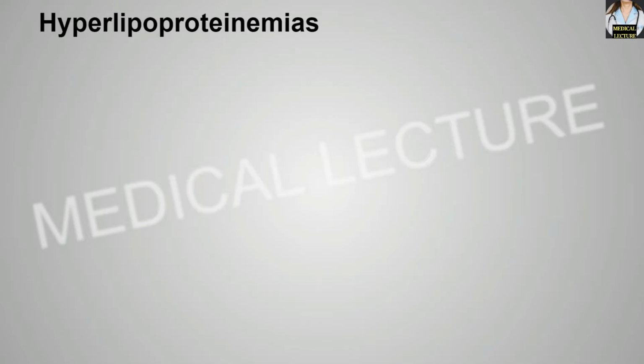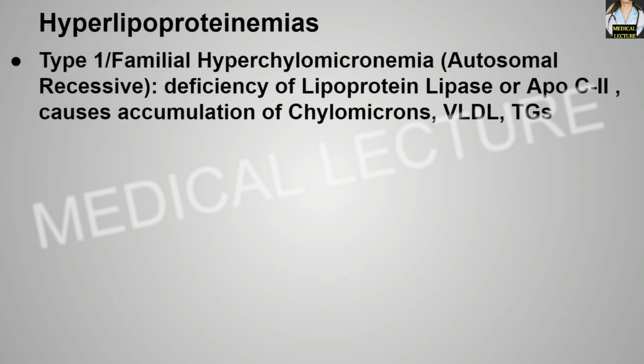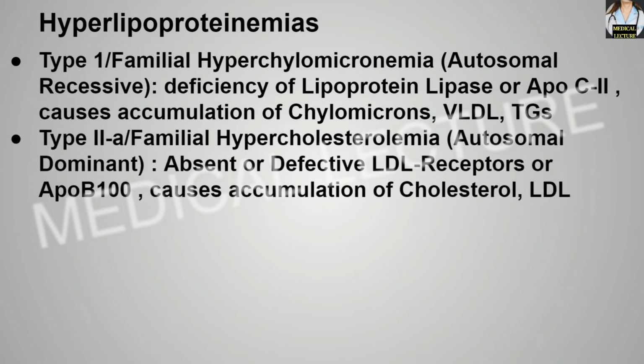Now next are the hyperlipoproteinemias, which is again a very frequently asked question. First of all, type 1, or familial hyperchylomicronemia, is an autosomal recessive disorder caused due to deficiency of the lipoprotein lipase enzyme or ApoC2, and it causes accumulation of chylomicrons, VLDL and triglycerides. Type 2A, or familial hypercholesterolemia, is an autosomal dominant disorder, and over here there are absent or defective LDL receptors or ApoB100, and it causes accumulation of cholesterol or LDL.